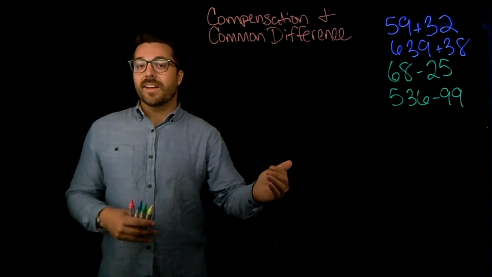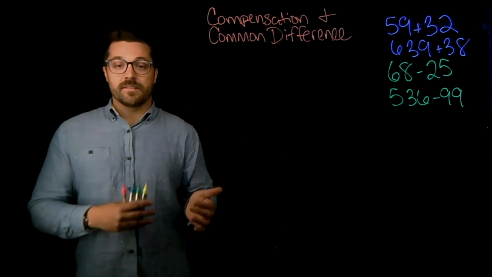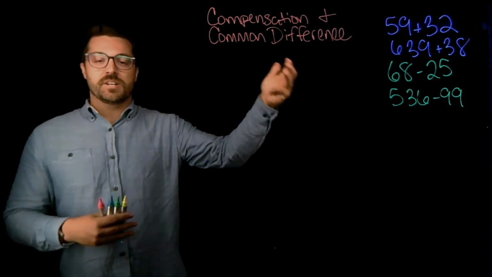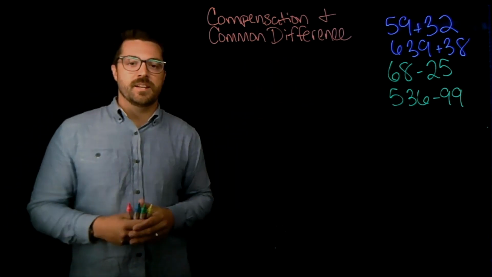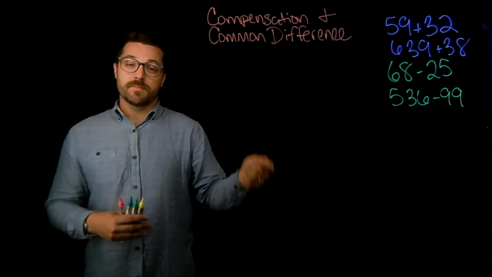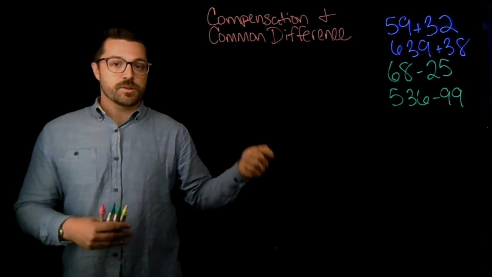So we're actually going to look at them together to highlight their similarities, why we've got compensation as working for addition. It's a way that we reason and think about addition, and then the common difference is a way that we reason and think about subtraction. They're actually very similar strategies.